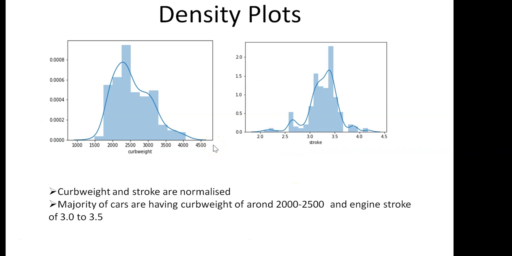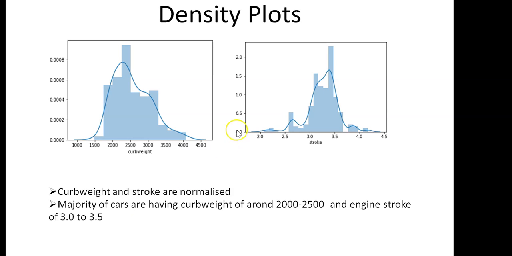In the next slide you can plot the individual variables. Here I am plotting density plots like curb weight and stroke. The majority of cars have a curb weight of around 2000 to 2500 and an engine stroke of 3.0 to 3.5. Note that whatever I am showing is just a sample.